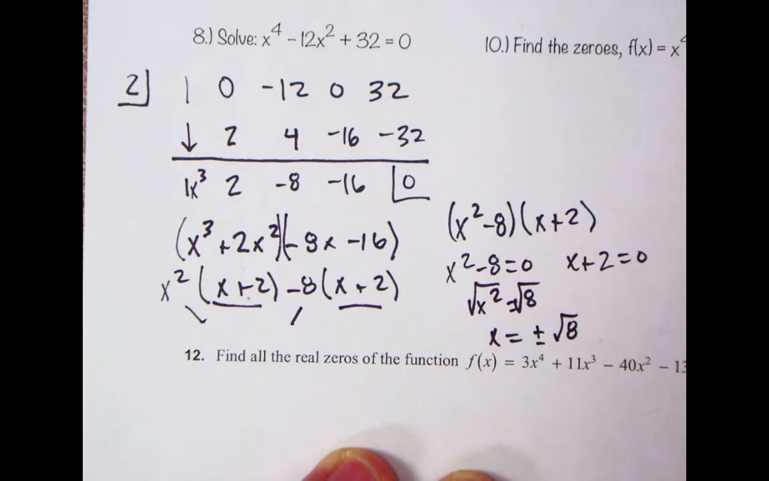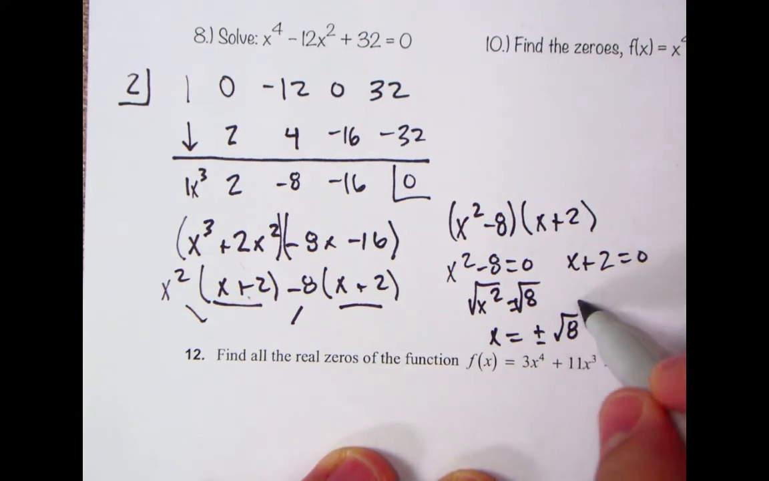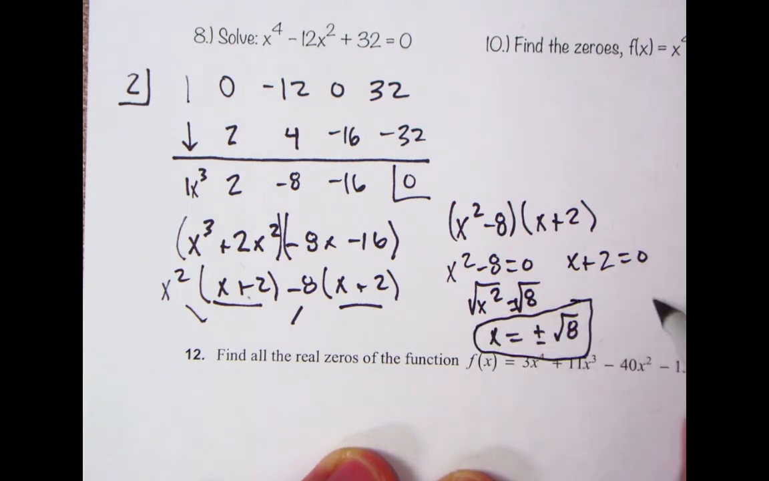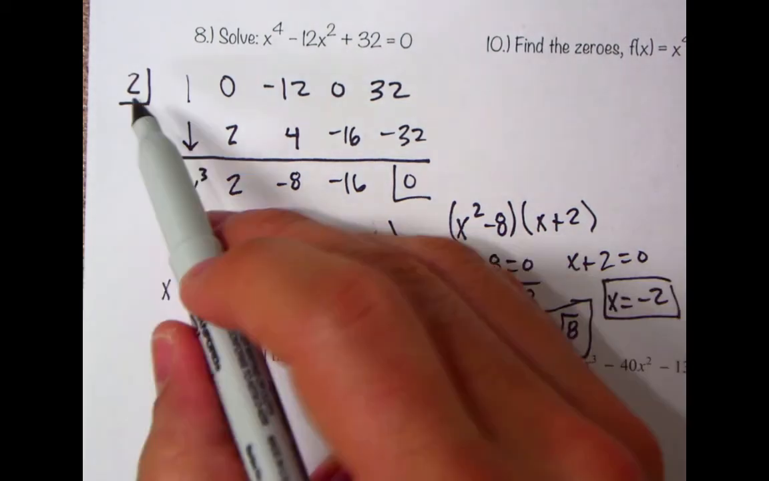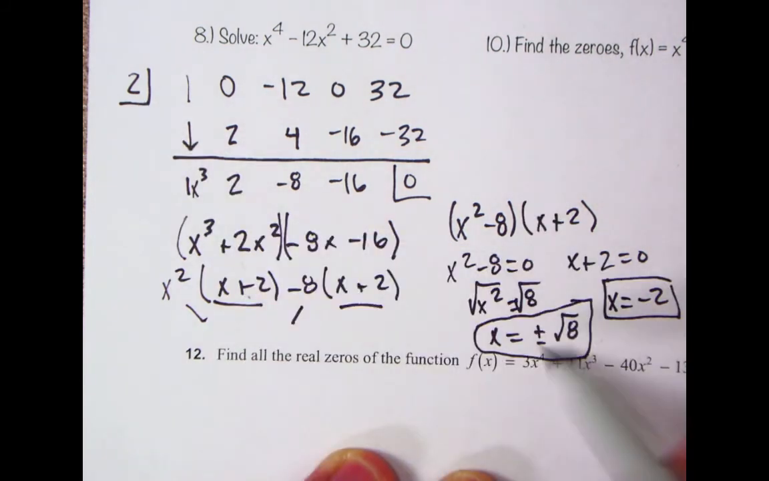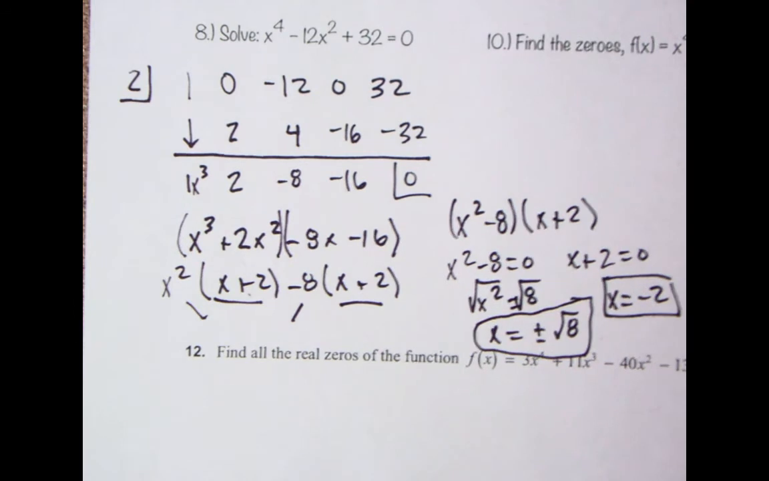Now you could simplify that. That simplifies into 2 radical 2, but I'm okay with you leaving it like this. This one, when I subtract the 2 over, I get x equals negative 2. And there are my 4 solutions: 1, 2, and 3, and 4 with the plus or minus. That is solving polynomials. Okay?